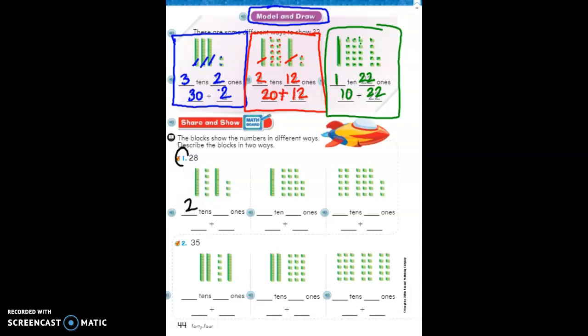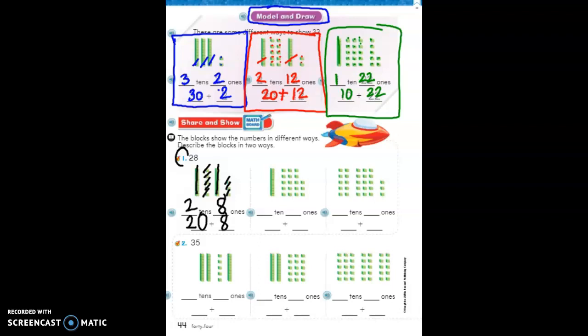Now I'm going to count the ones. 1, 2, 3, 4, 5, 6, 7, 8. 8 ones. The value of the 2, they're tens, so they count by 10. 10, 20. 2 tens is 20, and 8 ones is 8.